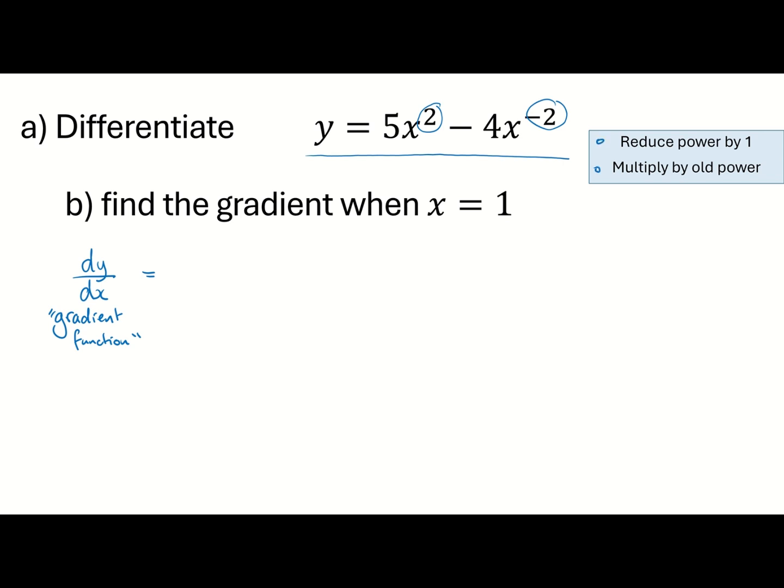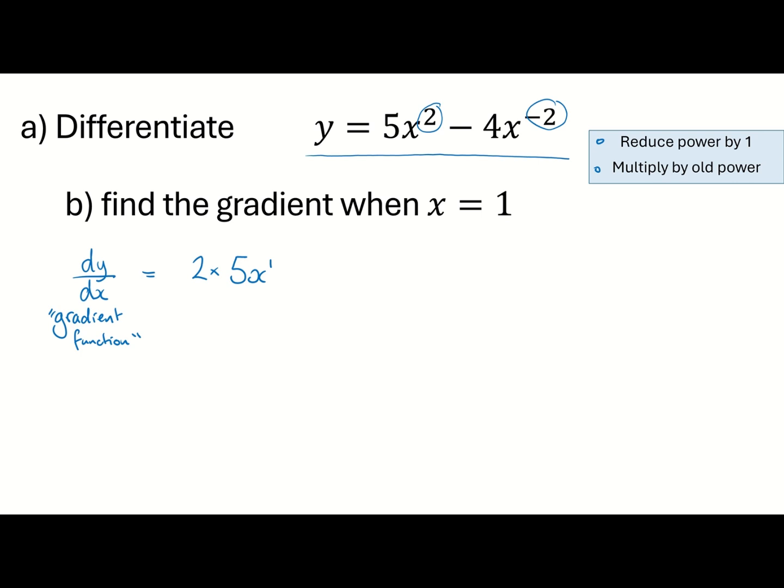So first step, reduce the power by 1. So looking at that first term, I've got a 5x. Instead of a 2, 2 take away 1 is 1. And then I need to multiply by the old power. So 2 times 5x to the 1.